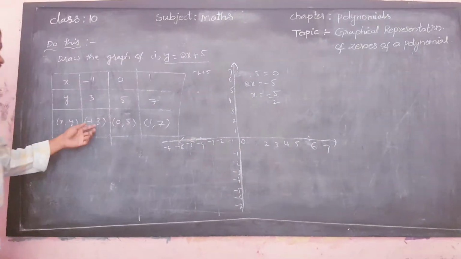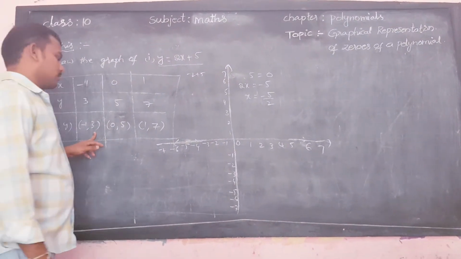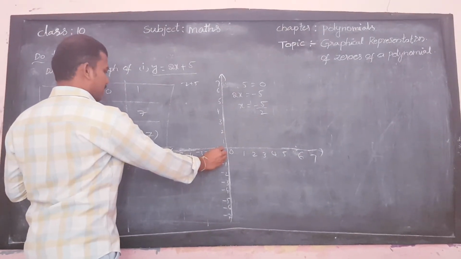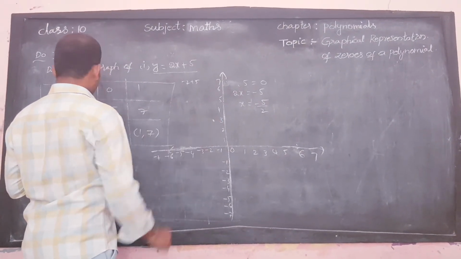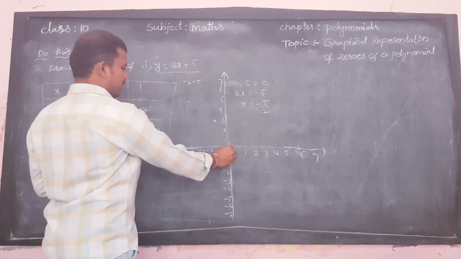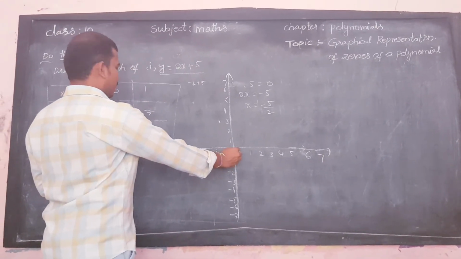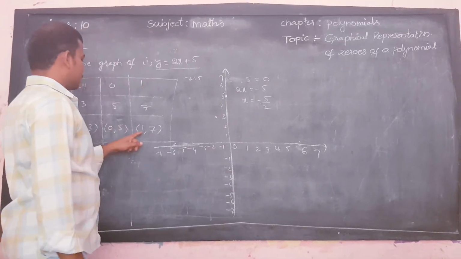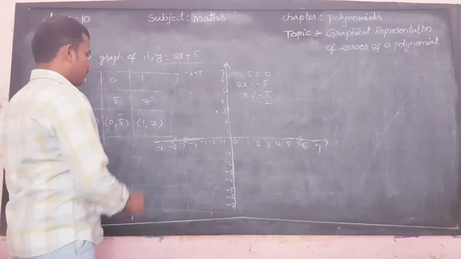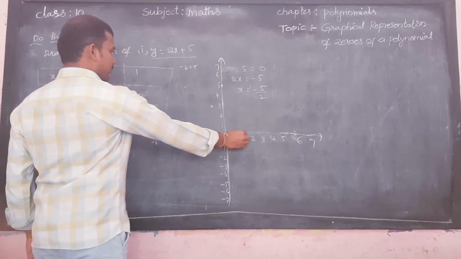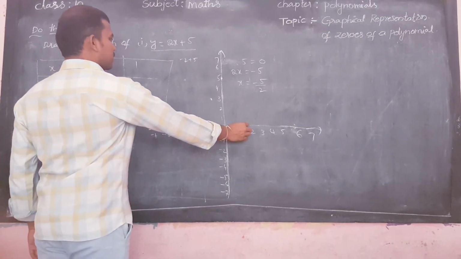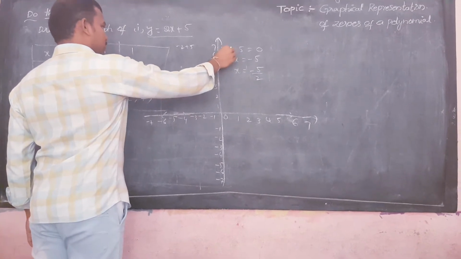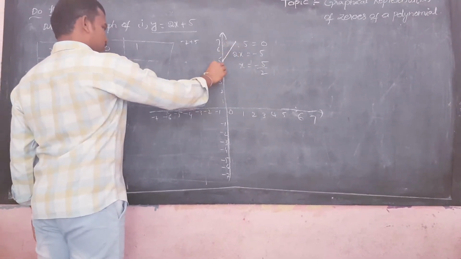First point, (-1, 3). So -1 is the x coordinate and 3 is the y coordinate. Next (0, 5): 0 is the x coordinate and 5 is the y coordinate. Then (1, 7): 1 is the x coordinate and 7 is the y coordinate. So join these points.